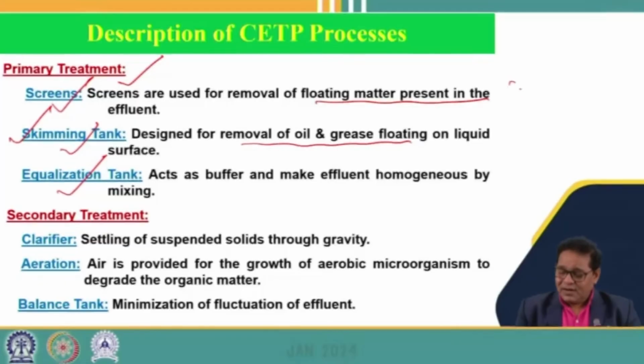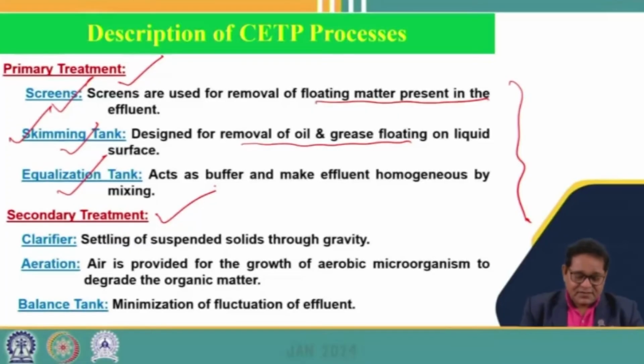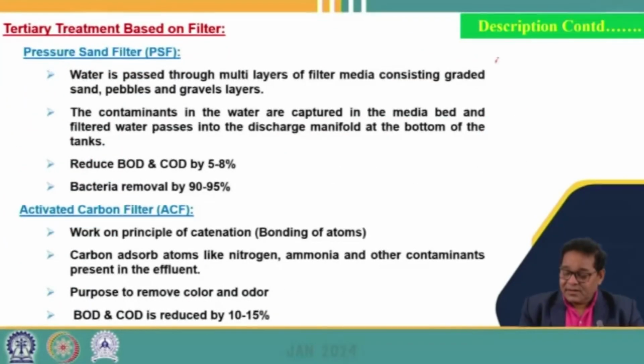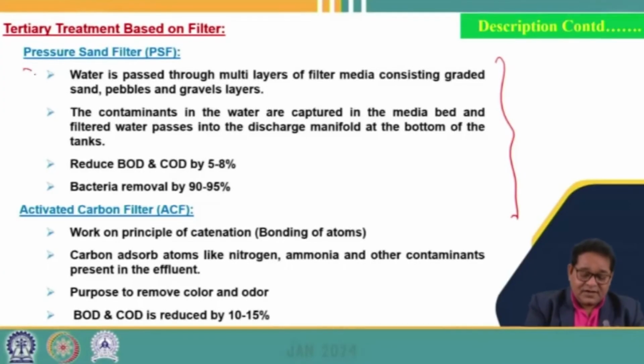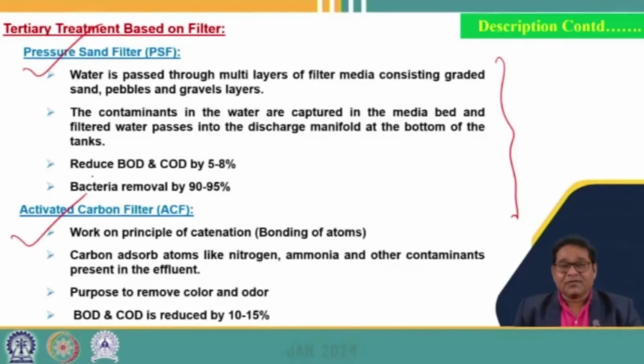So these are the different unit operations under different categories. Similarly, for secondary treatment systems, there are clarifiers, aeration tanks, and a balance tank. Then we can have a number of tertiary treatment systems like pressure sand filters and activated carbon filters. The pressure sand filters are basically used to reduce the BOD, COD, and the bacteria present in the wastewater.